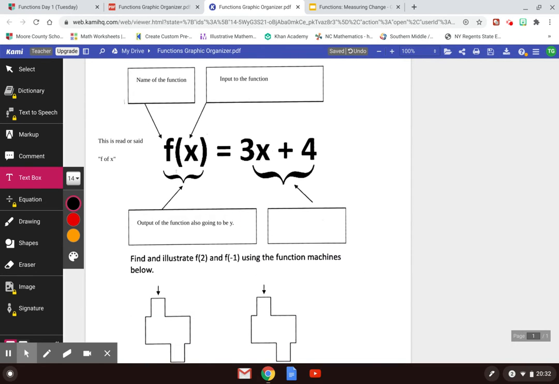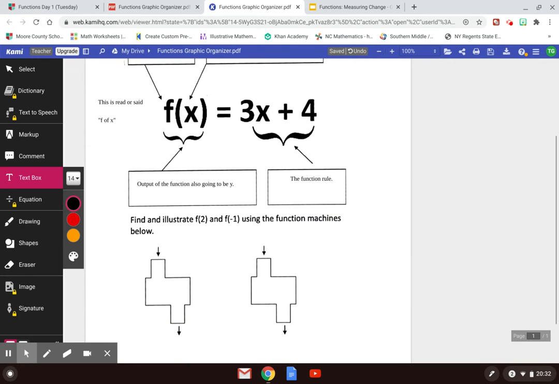Okay, so here we have the input to the function. We have the name of the function. It's read or said f of x. This is the output to the function. And this here is what we call the function rule. And this is where the change occurs. Change occurs according to the function rule. So let's look at what happens here.